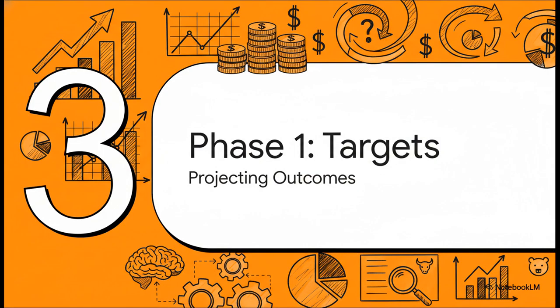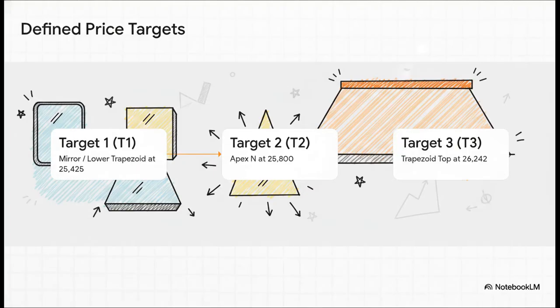Okay, so we've got the entry and risk parameters all laid out. Now let's flip over to the other side of the coin, the targets. This next part of the documentation is all about projecting the potential outcomes. The documentation clearly outlines 3 different price targets. Target 1, or T1, is that first level we see there. Target 2, T2, is located at a point called Apex N. And the final target, T3, is way up at the top of that trapezoid shape we saw earlier. Each of these represents a different possible exit point.